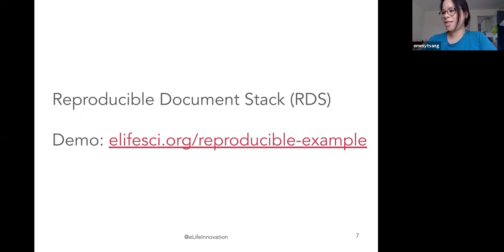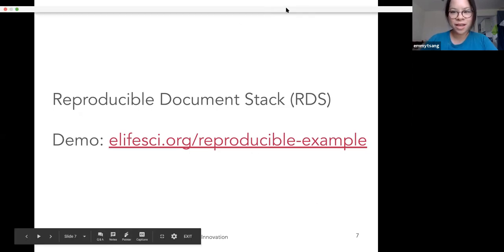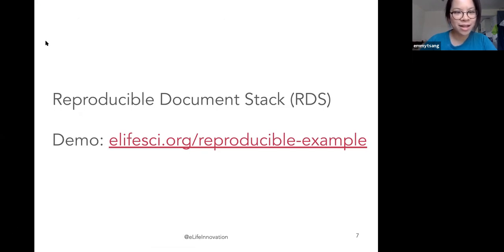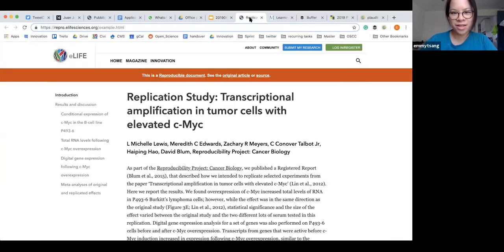You can go to this link now on your terminal, or anytime you want later. I think I put the link in the Google Doc, but I've got it open here. If I can, again, switch my tab. So if you go to the link, this is what you will see.